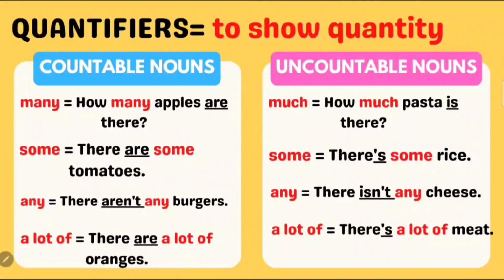Now, let's look at uncountable nouns. We don't use many here. We use much. How much pasta is there? We can also use some. There's some rice. We can use any, such as there isn't any cheese. And we can use a lot of. There's a lot of meat.